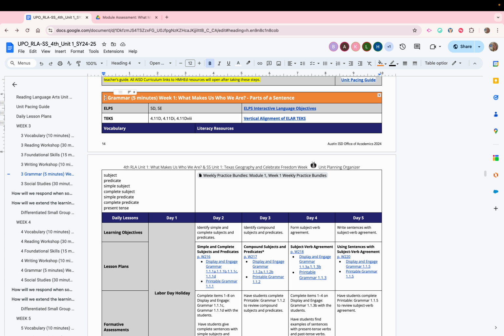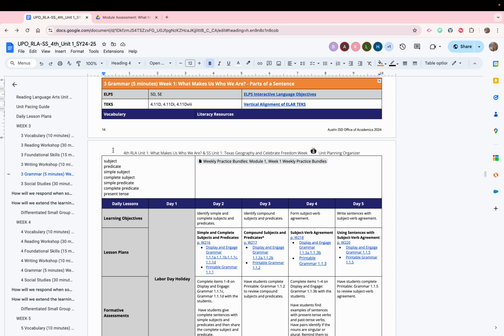The grammar block starts the way all of our other ones have. It's coded in orange. It tells me this is week 3. The topic is grammar, that I have 5 minutes for direct instruction, and that it's aligned with week 1 of the What Makes Us Who We Are unit. Remember, HMH likes to call these modules, but there you go. And this week's topic is parts of a sentence. Following that, I see that the ELPs and the TEKs are listed for this particular unit.